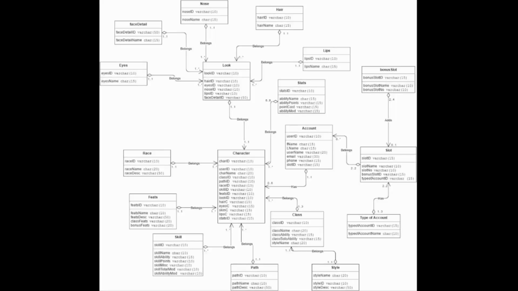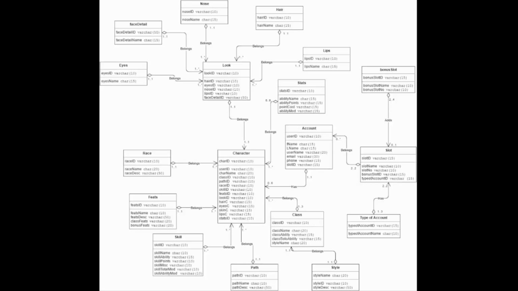Let's start from the relationship of eyes table and look table. Eyes belongs to one to many look because any character that is created can have the same pair of eyes, whereas on the other hand, one look can only have one and only one pair of eyes. This relationship is valid also with other similar tables such as face details, nose, hair, and lips. Then there is another relation between a look table and character table. A look belongs to one and only one character because look is what differentiates a character from other characters, whereas a character can only have one and only one look.